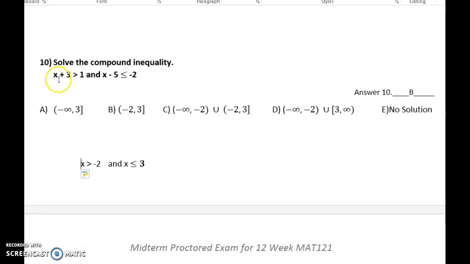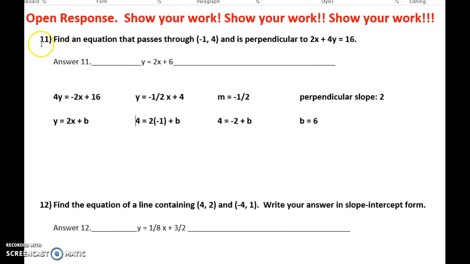For number 10, solve both of these individually. So subtract 3 from both sides, and here add 5 to both sides. And it says "and", so x has to meet both of these conditions. So x is sandwiched in between -2 and 3. And you want to make sure to use the brackets with 3 because it's okay for x to be equal to 3.